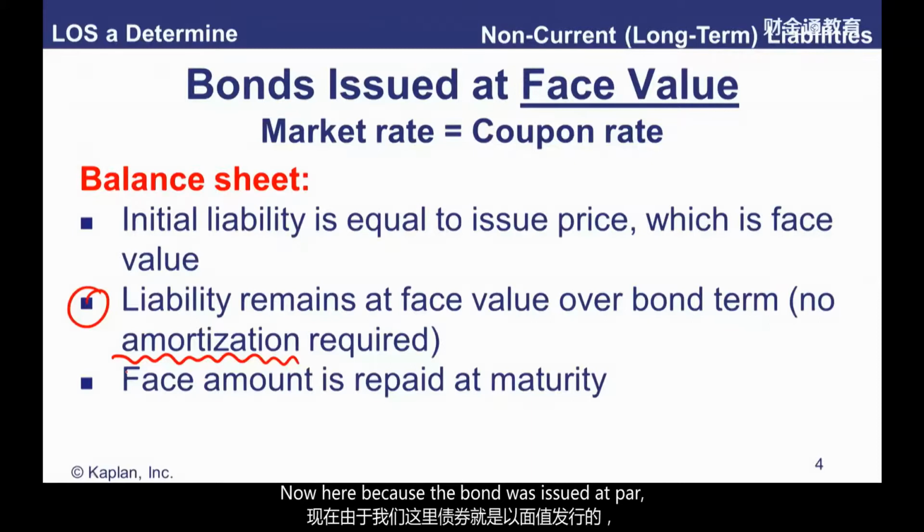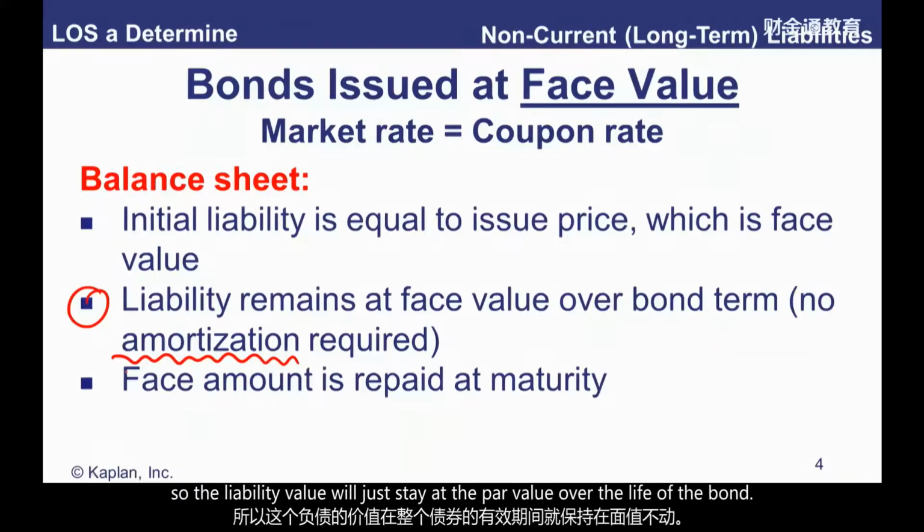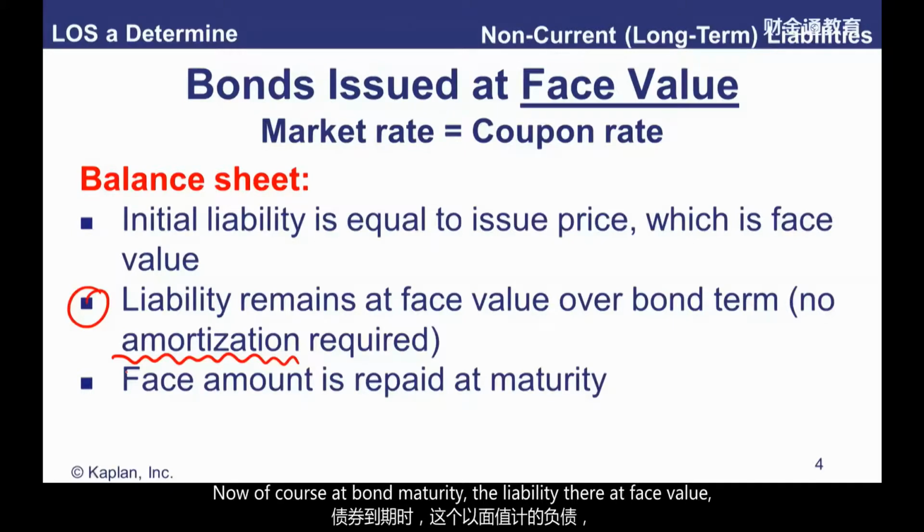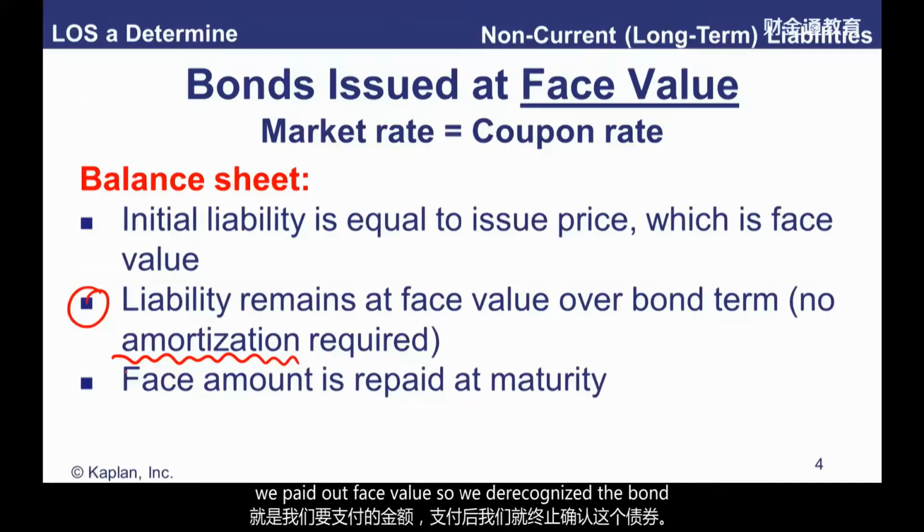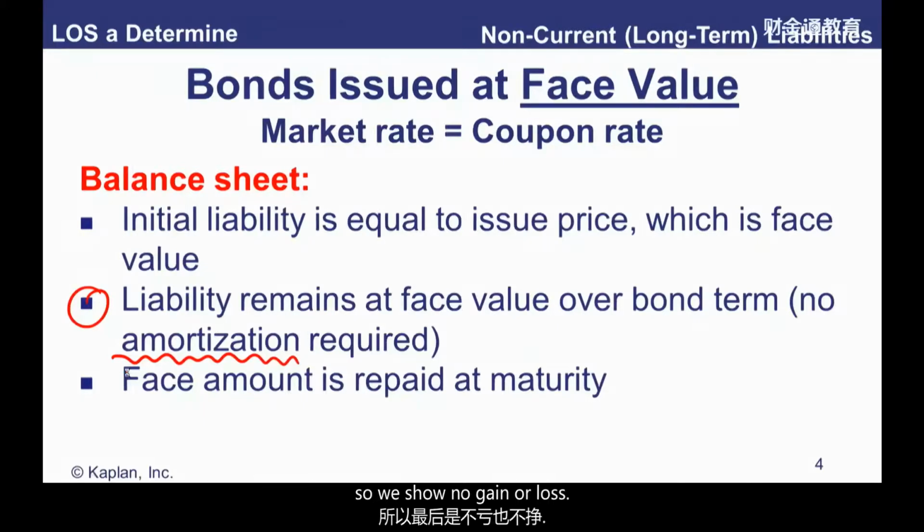Now here, because the bond was issued at par, there is no discount or premium to amortise. So the liability value will just stay at par value over the life of the bond. Of course, at bond maturity, the liability is there at face value, we pay out face value, so we de-recognise the bond and we show no gain or loss.